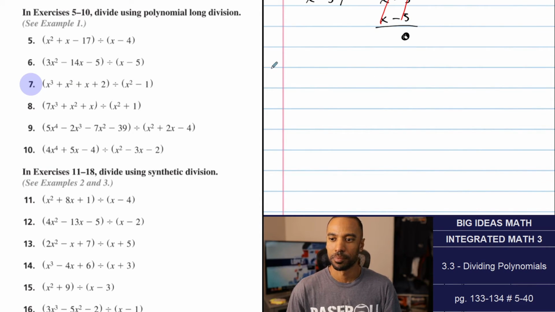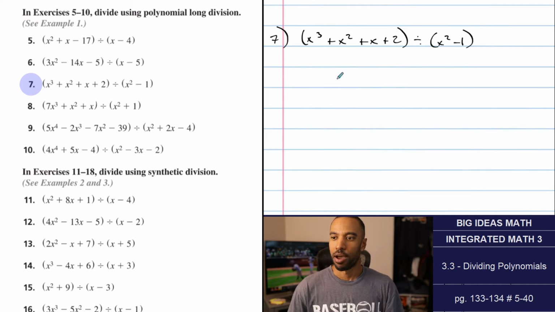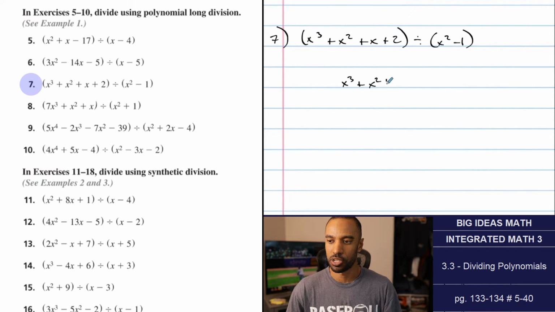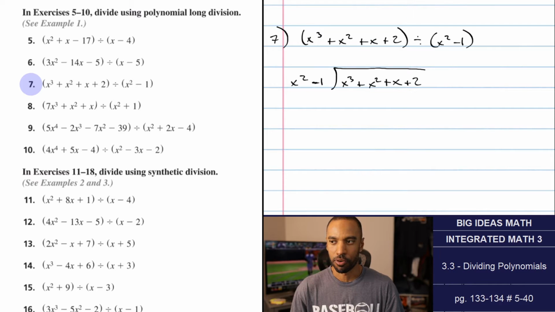Number 7. We have x cubed plus x squared plus x plus 2 divided by x squared minus 1. Now, from the initial appearance of this, technically synthetic division can't be used. There is a way that you could use synthetic division if you factored this thing out as a difference of squares and all that stuff. But it would actually be quicker this way. Use long division for this.